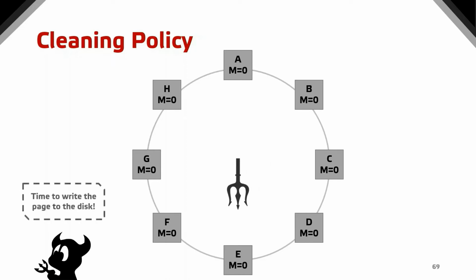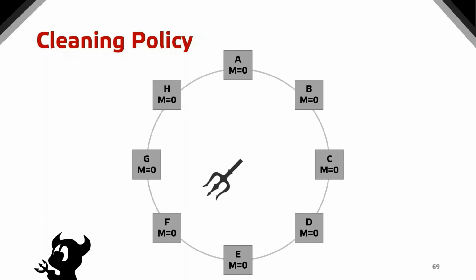As you can see, pages B and E are dirty, so we simply write them to the disk, so there will be 0 modified bits for these pages in the page table.